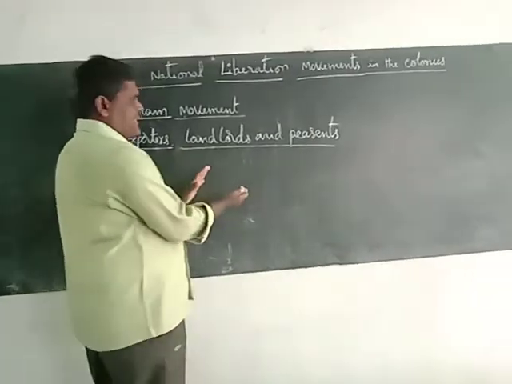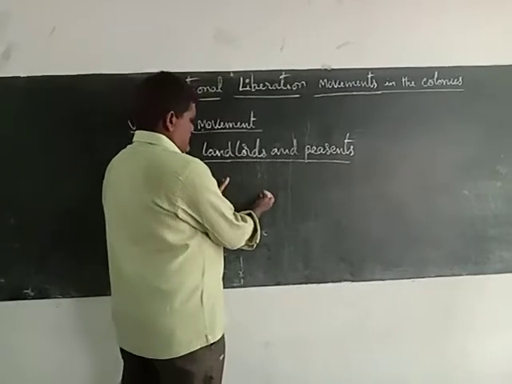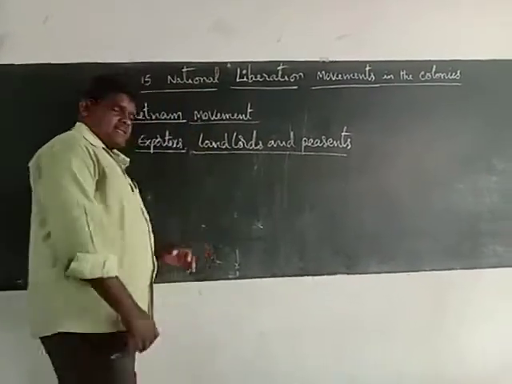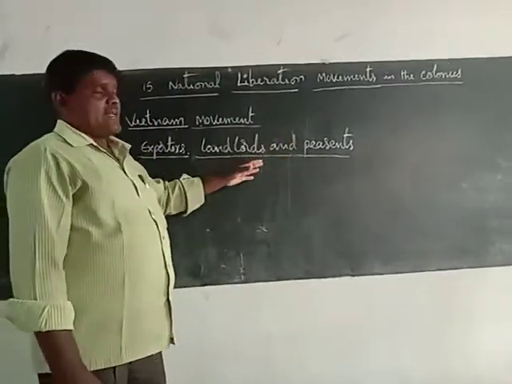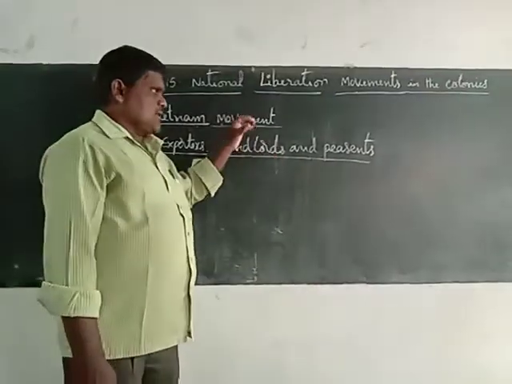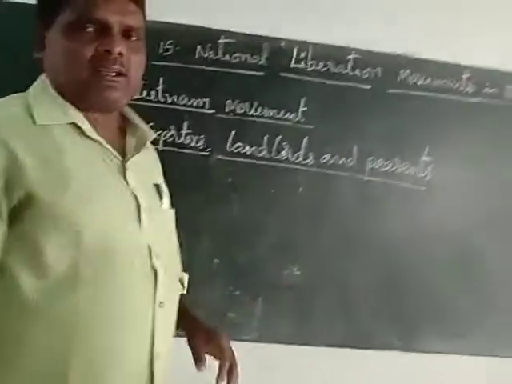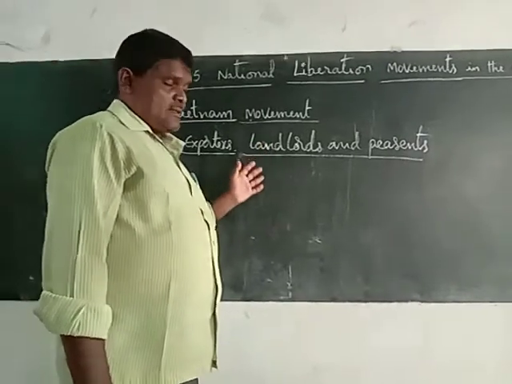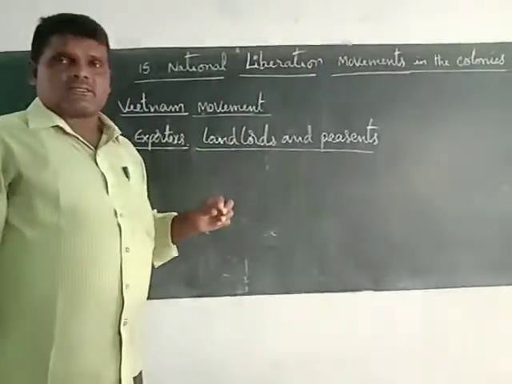The society was full of conflicts, between landlords and peasants. The peasants rebelled against the landlords, because they were completely controlled and suppressed by them. Thousands of peasants rose against the landlords.